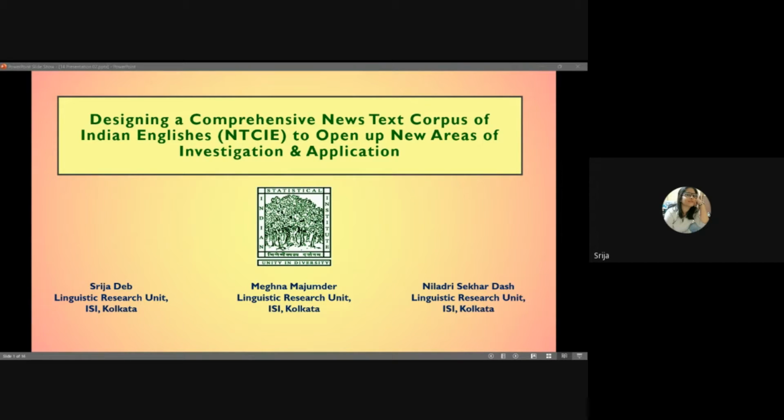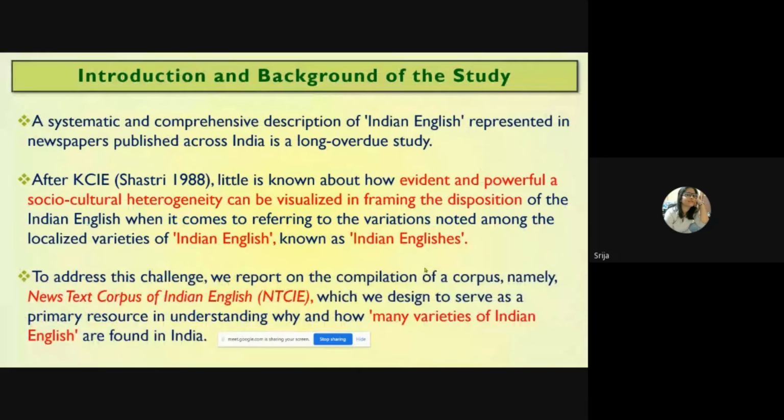Okay, so let me begin by giving an introduction and background of the study we have done. So the first point is a systematic and comprehensive description of Indian English represented in newspapers published across India is a long overdue study. After KCIE, which is the Kolhapur corpus of Indian English, done by Shivnath Shastri in 1988, little is known about how evident and powerful a socio-cultural heterogeneity can be visualized in framing the disposition of the Indian English when it comes to referring to the variations noted among the localized varieties of Indian English known as Indian Englishes. So our paper has attempted to include the many varieties of Indian English that has never been captured before. Earlier, the works were only focused on one single variety. We have captured 12 different possible distinct varieties of Indian English in our paper.